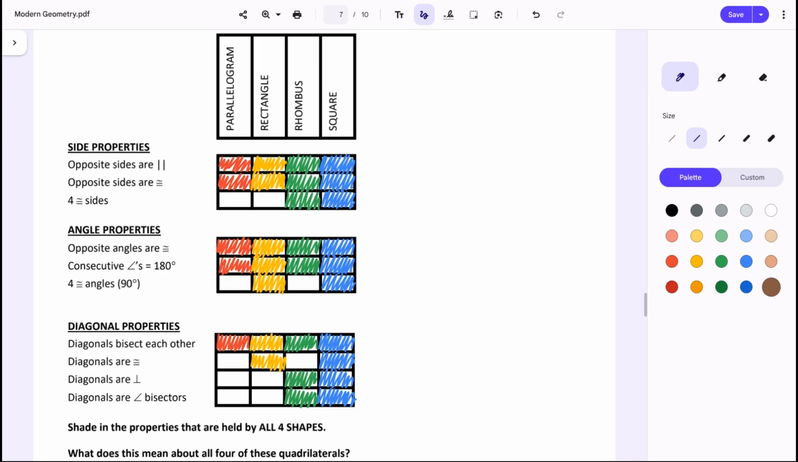And then as we started to get into the more specific shapes, we were able to start adding yeses to things. Which properties were we able to say yes to for all of the shapes? Logan?